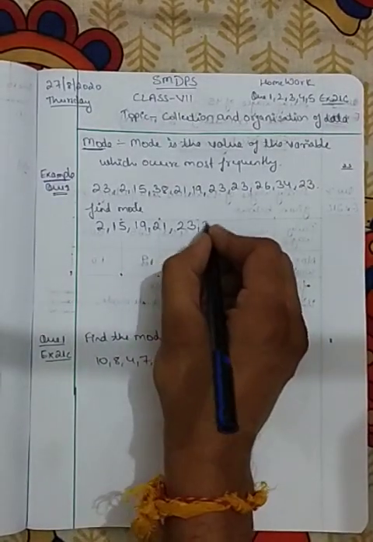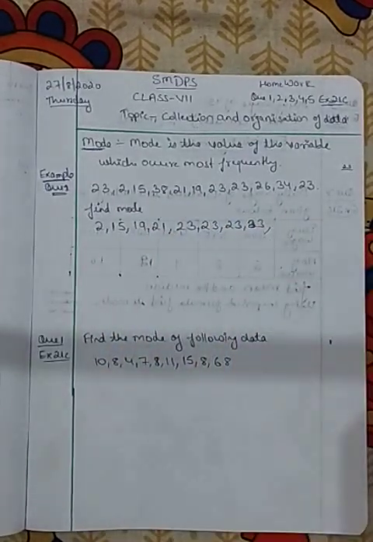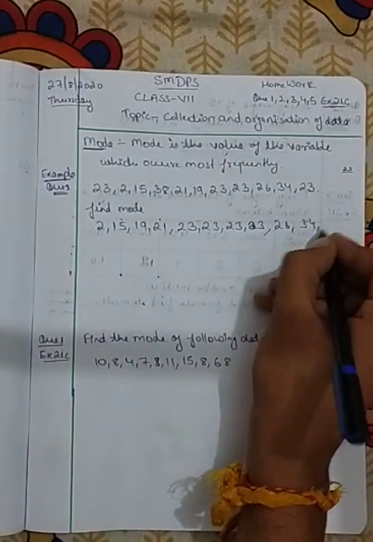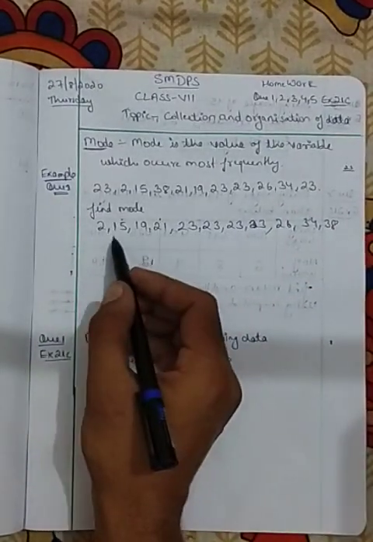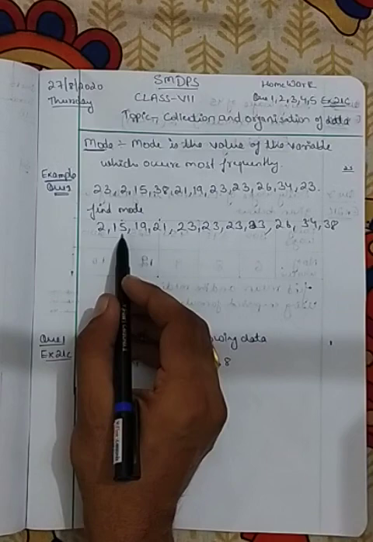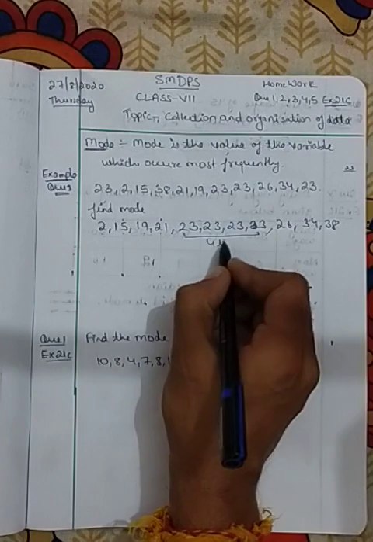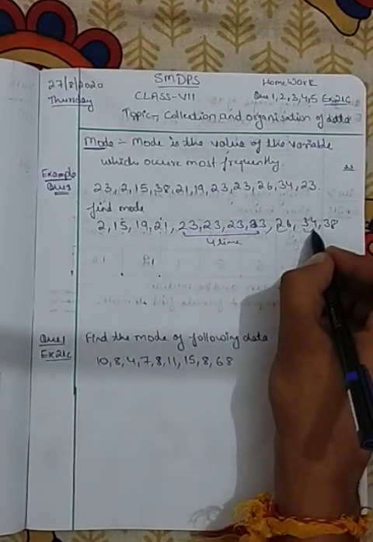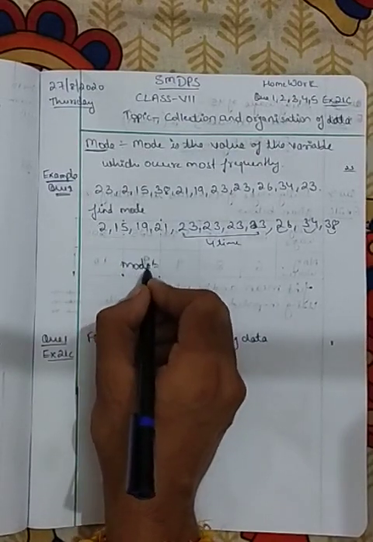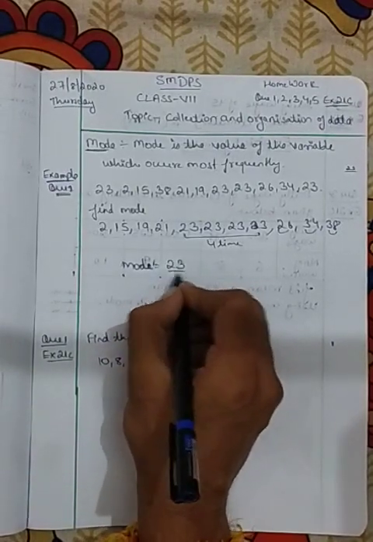4 times. It is given 4 times here, so I am writing 23 4 times, then 26, 34, 38. As you can see, which observation is occurring the most? 2 is occurring only one time, 15 one time, 19 one time, 21 one time, 23 4 times, 26 again one time, 34 one time, 38 one time. So mode will be that information that is occurring the most. The mode will be 23.